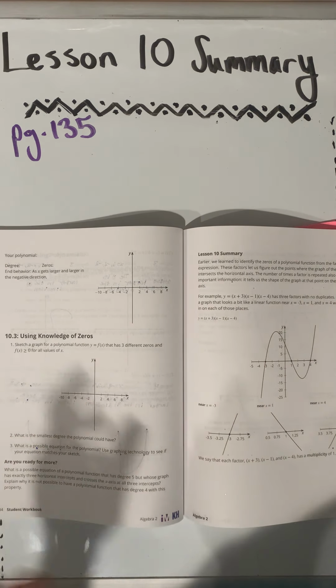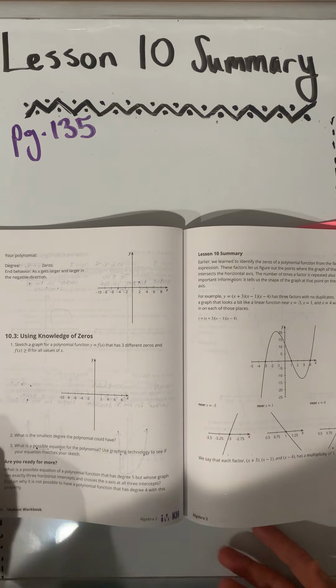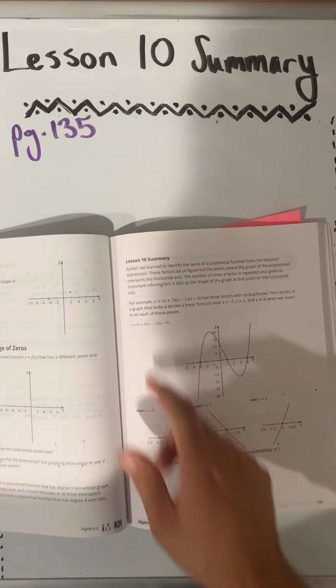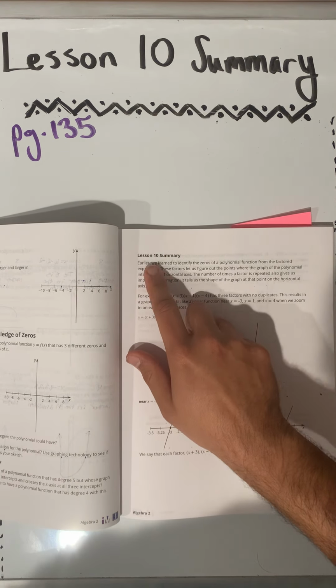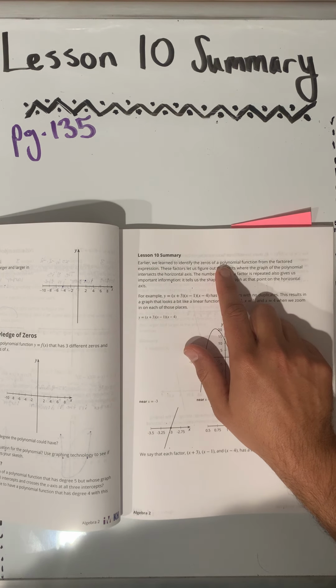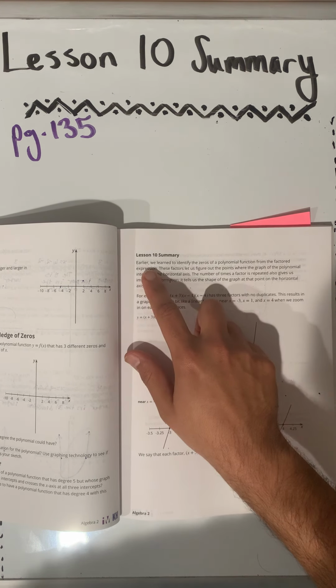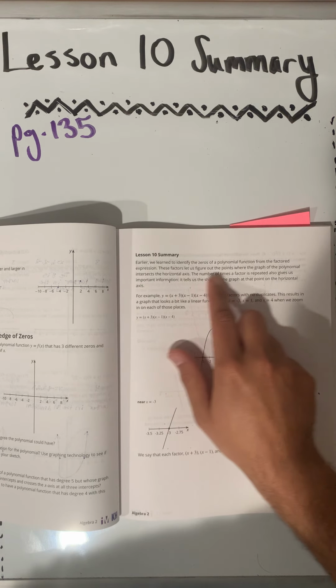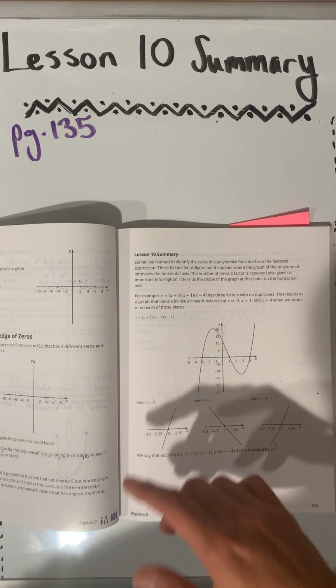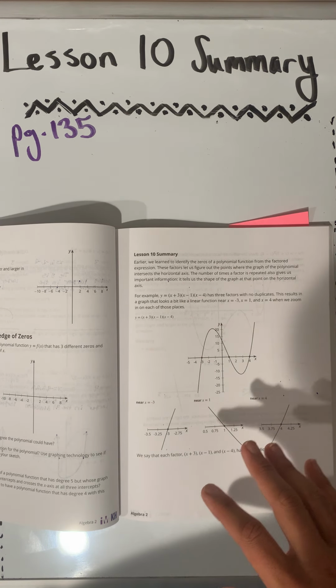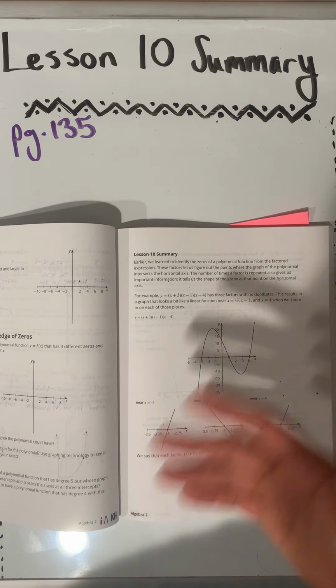All right, enough of that. Now let's actually hop into the actual summary. So I'm actually gonna hop into the text where it says, earlier we learned to identify the zeros of a polynomial function from the factored expression. So this is where I'm reading from. You can read this for yourself, okay? So once again, you can pause the video, read it for yourself. You have control over time and space here.